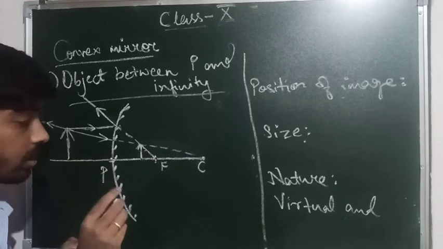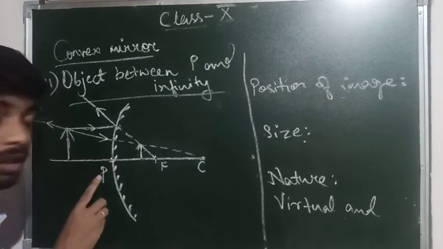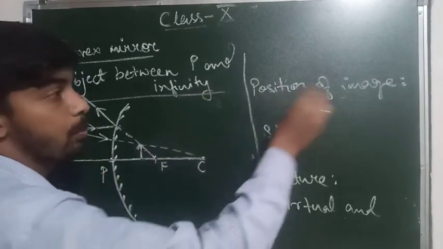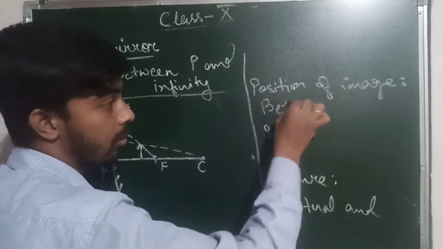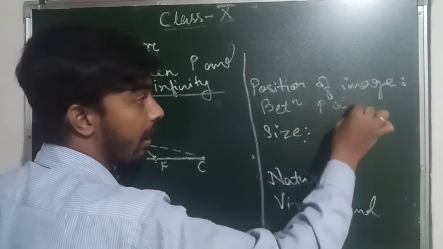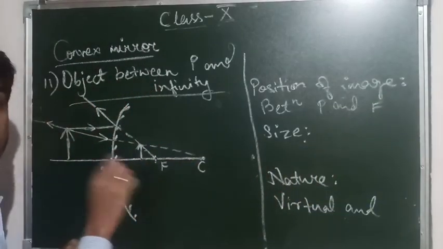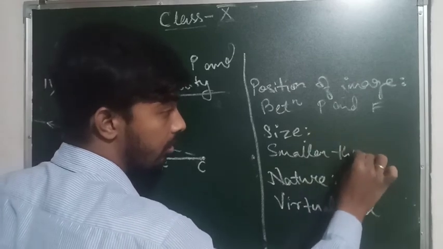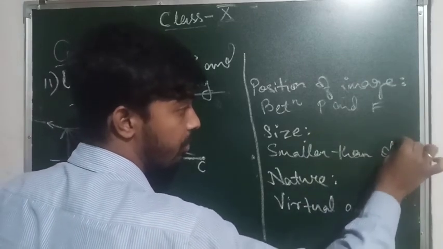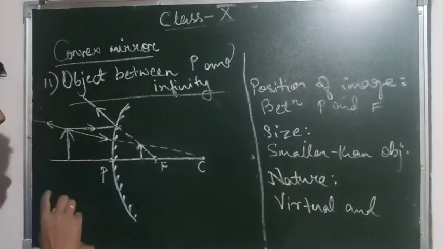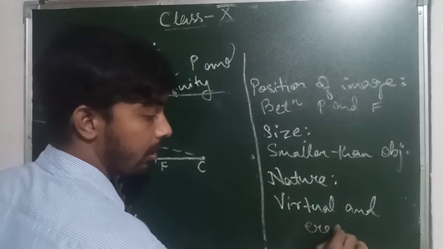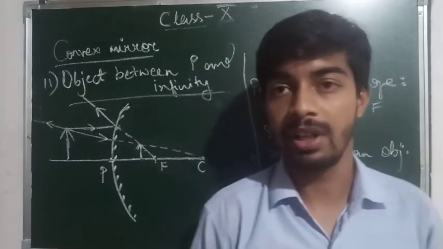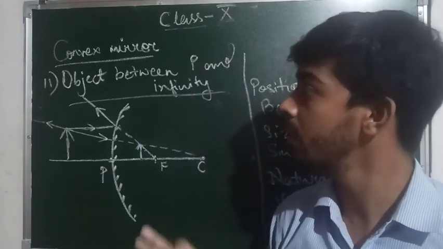And for any position of the object in front of a convex mirror, the image always forms between F and P. So let us see the characteristics. Position of the image: between pole and focus. Size: the image is smaller than the object. I have written in short OBJ. And the nature is virtual and erect. So these are the two positions for objects to form an image for a convex mirror.